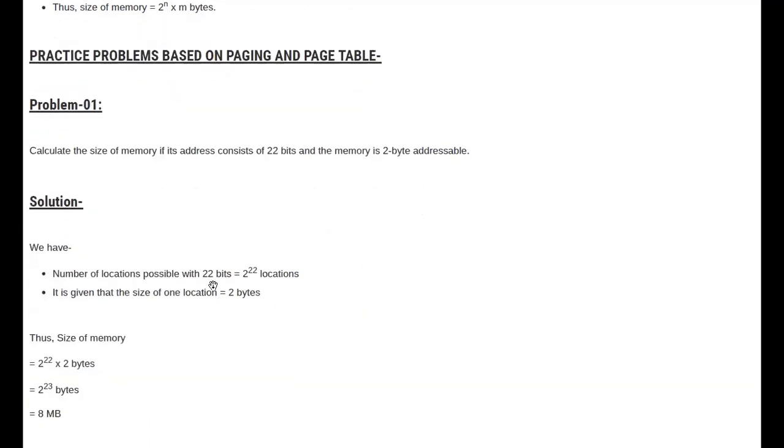Number of locations possible with 22 bits is equal to 2 to the power 22 locations. It is given that the size of one location is 2 bytes. Thus total size of the memory is 2 to the power 22 multiplied by 2, that is 2 raised to the power 23. By converting this into MBs, it will give you 8 MBs. This is the total size of the memory. So by using number of bits and the addressable bits, you can calculate the total size of the memory.